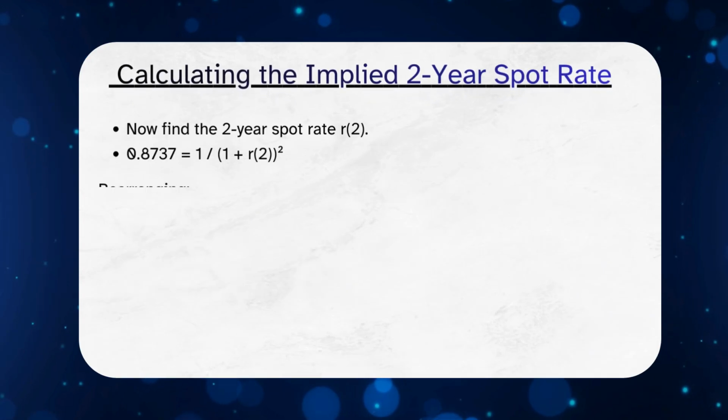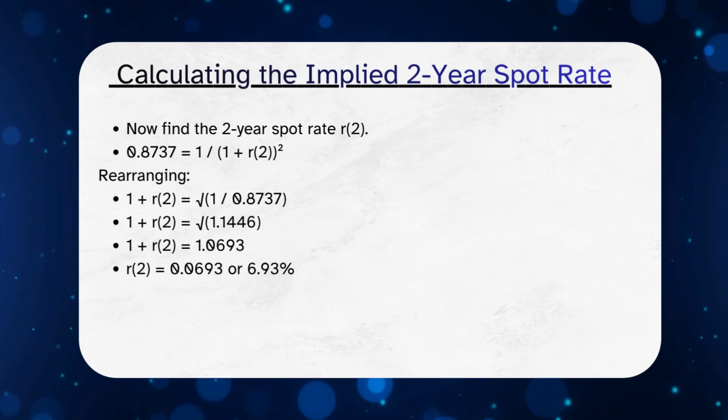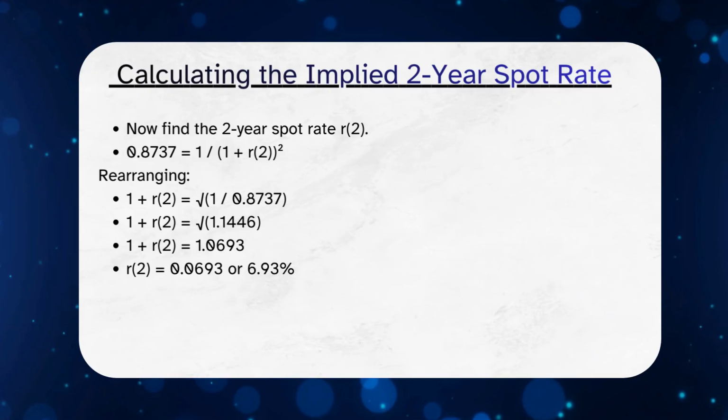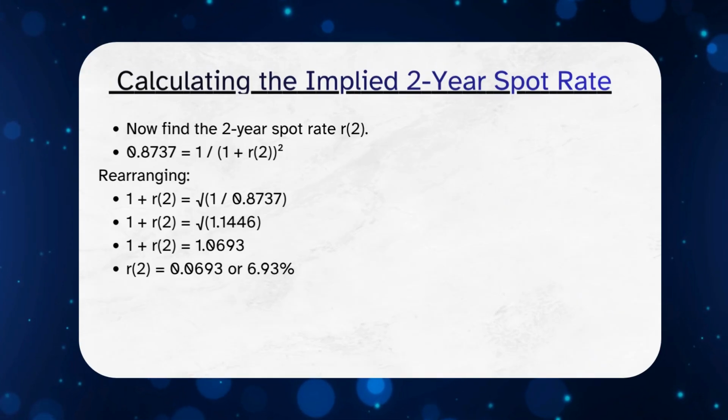Finally, we calculate the implied 2-year spot rate. The spot rate R2 satisfies the equation 0.8737 equals 1 divided by (1 plus R2) squared, which gives approximately 6.93%.